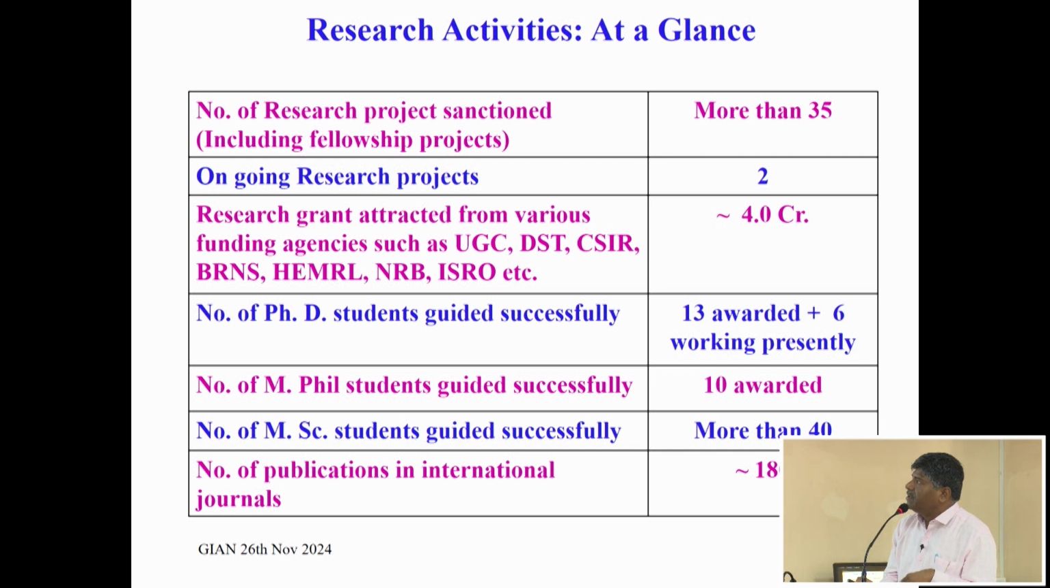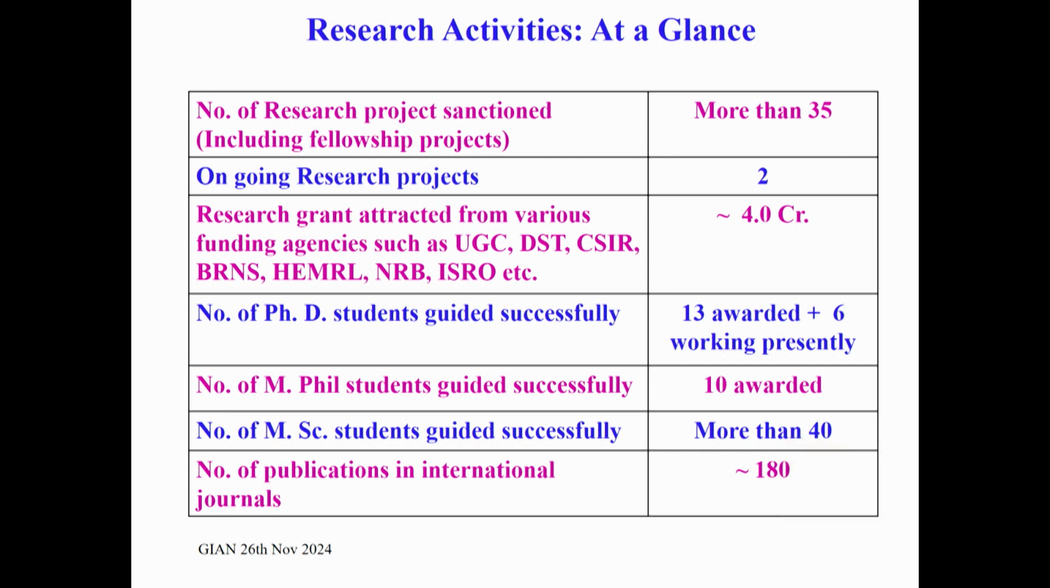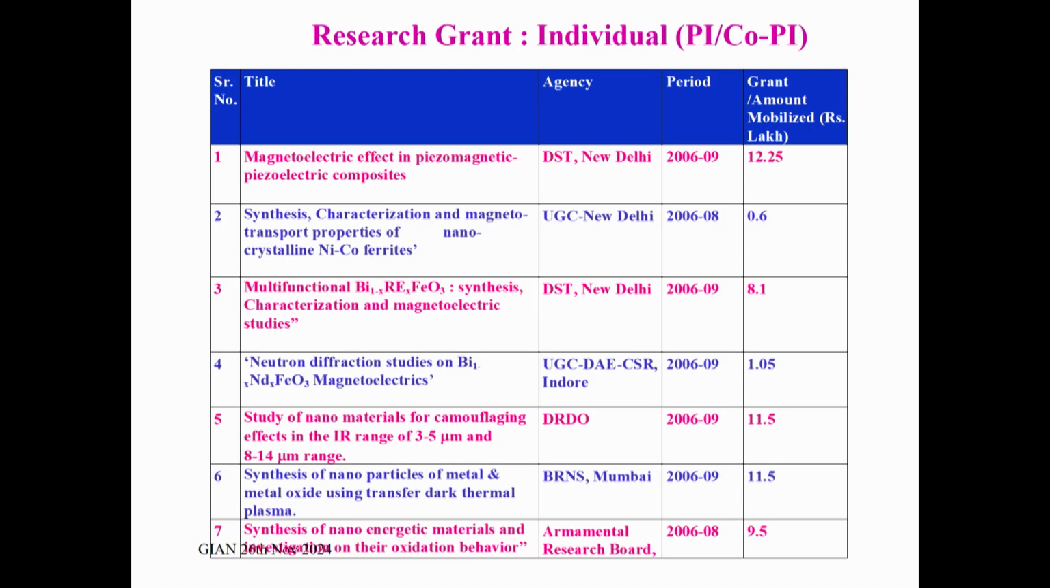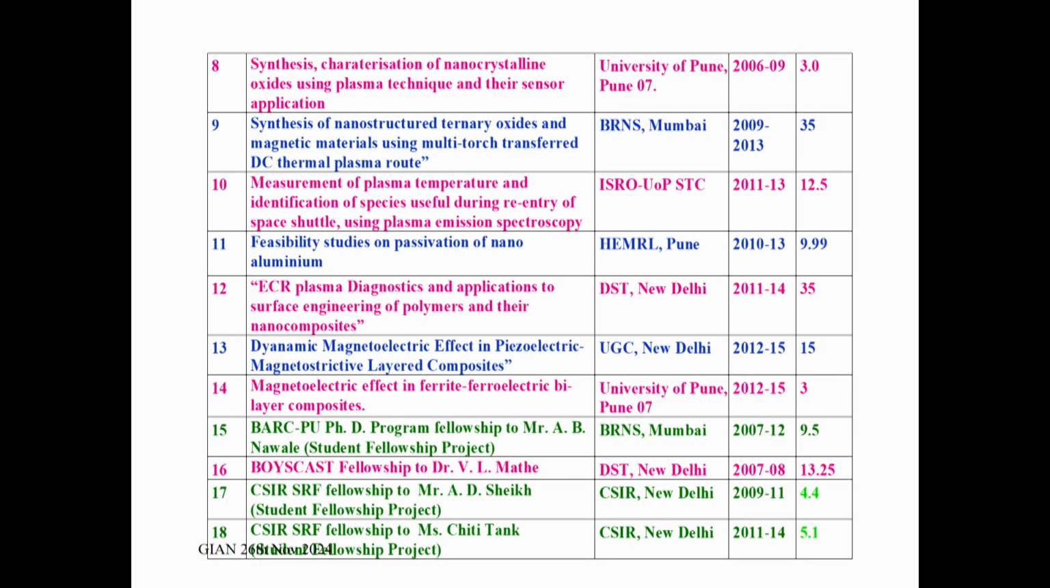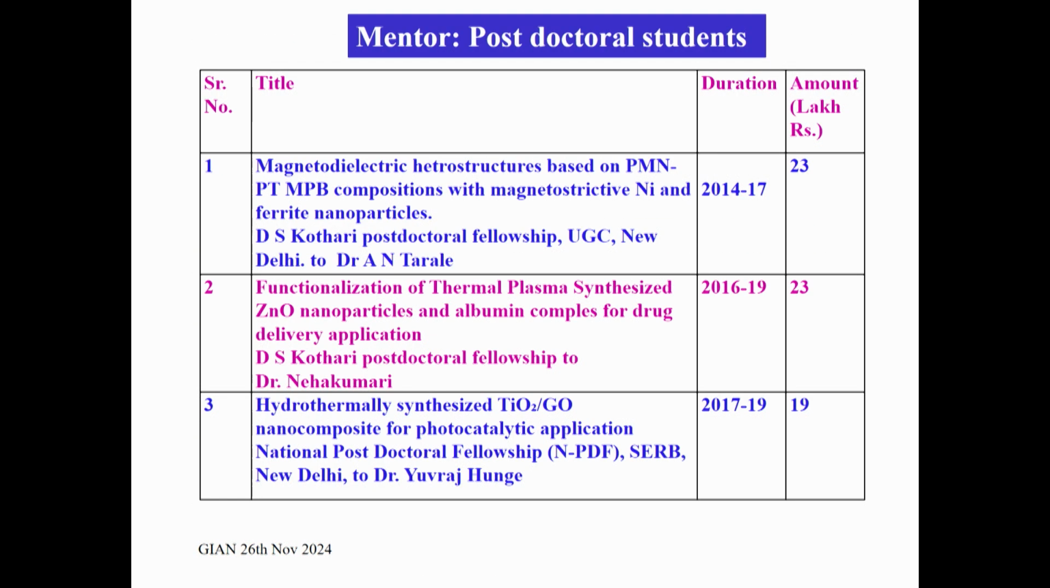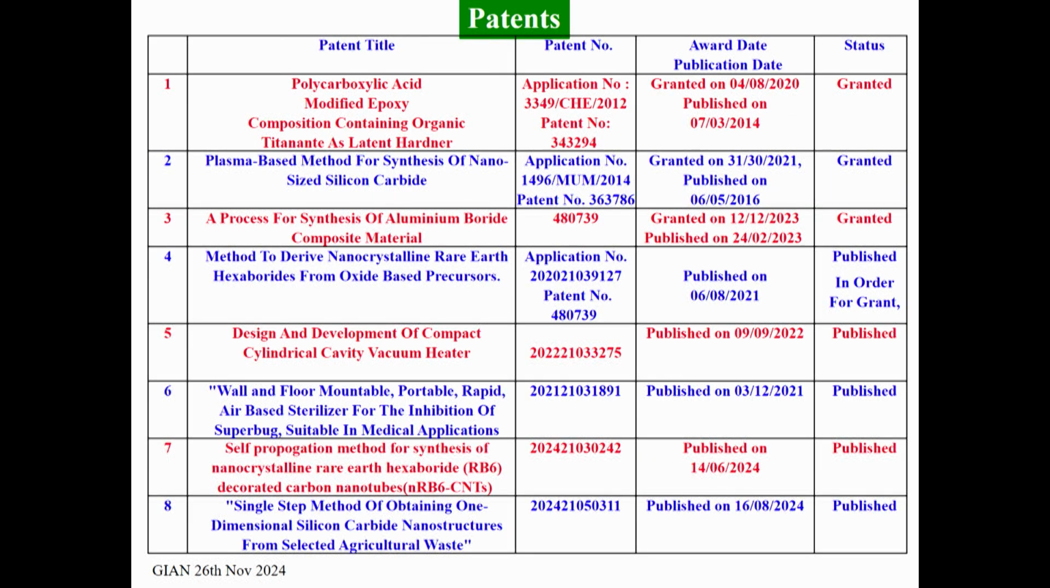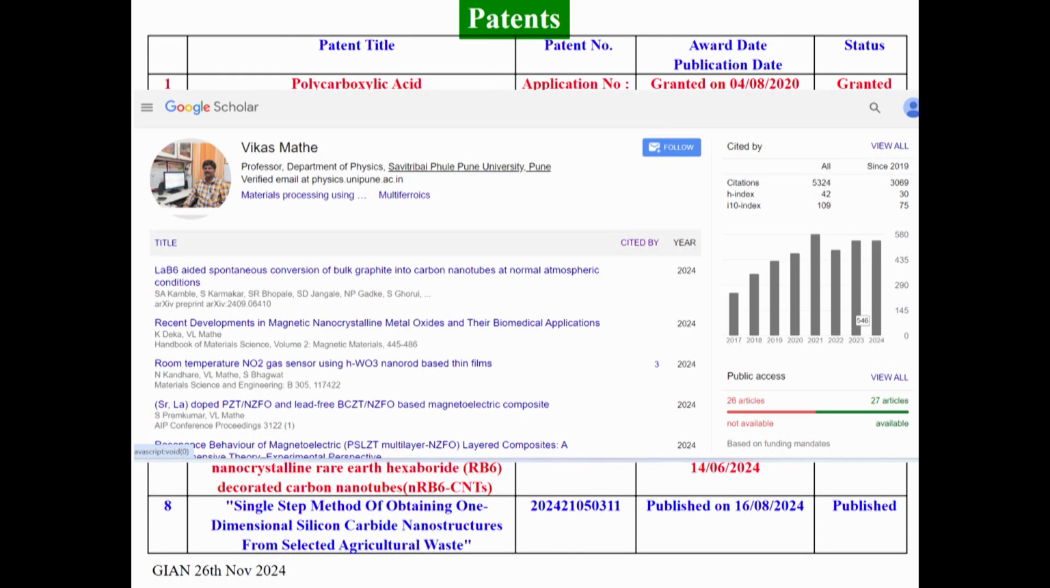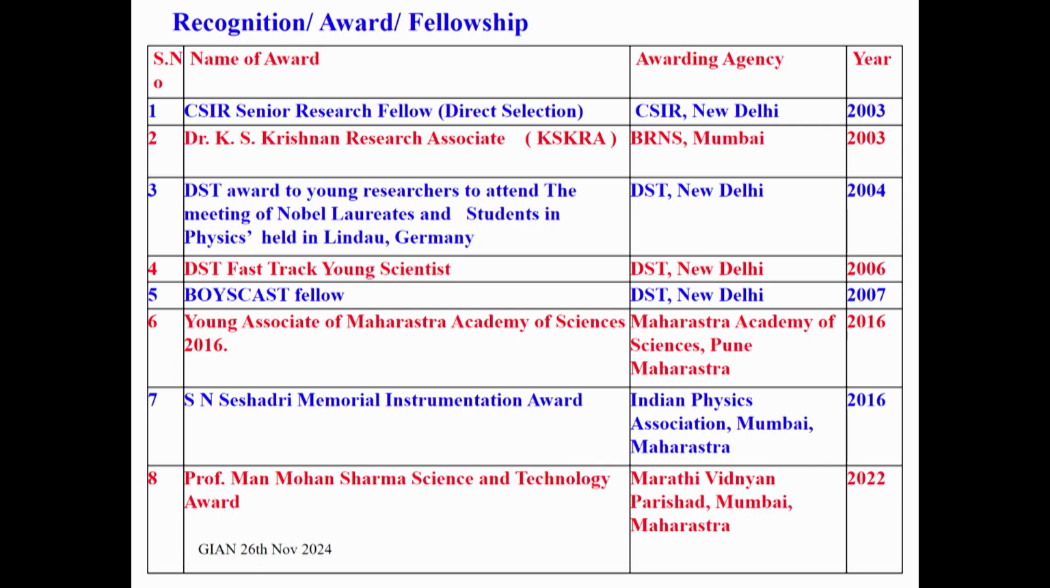These are some glimpses of different research funding agencies, students, and number of publications, and these are the research grants we could attract from different funding agencies, just to give an idea. A couple of postdocs are also working with us. These are the different patents based on the work at our department, this is the citation index, and these are some recognitions received.